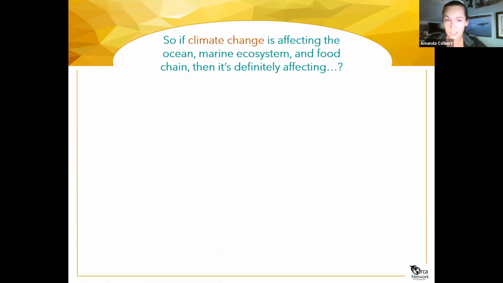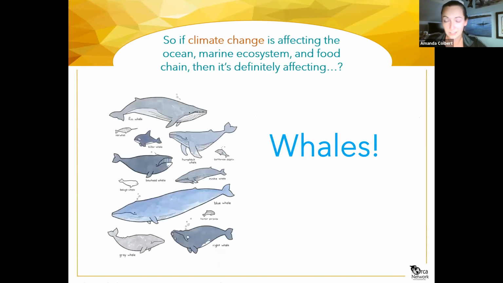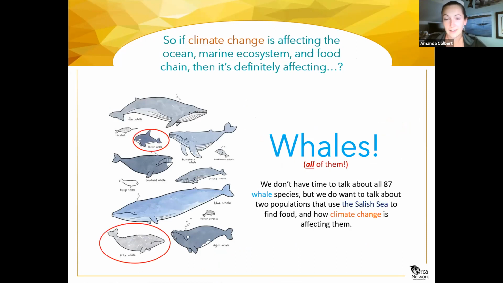So if climate change is affecting the ocean and the marine ecosystem and the food chain, then it's definitely affecting our whales, right? And not just some whales, it's actually affecting all of them. But since we don't have time to talk about all 87 species that I pointed out between our toothed whales and our baleen whales, I wanted to take the time to talk about two populations that use the Salish Sea, and they're using it to find food, and what climate change is doing to the food and how it's going to affect them in the long term here. So the two that I have circled right now are our killer whales and our gray whales.